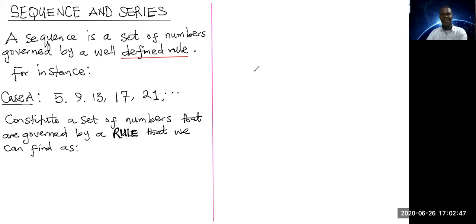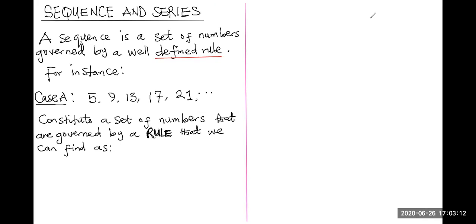What then is a sequence? A sequence is a set of numbers governed by a well-defined rule. All right? The rule must be well-defined. For instance, I have a set of numbers here in case A, whereby the numbers are 5, 9, 13, 17, and 21. Okay? They constitute a set of numbers that are governed by a rule that we can find.